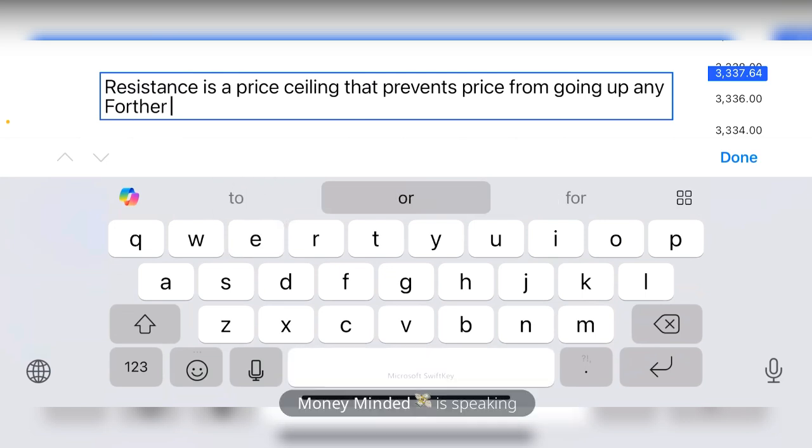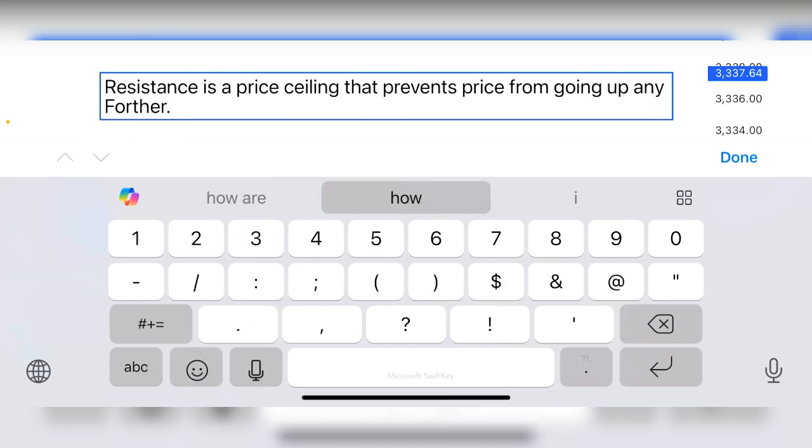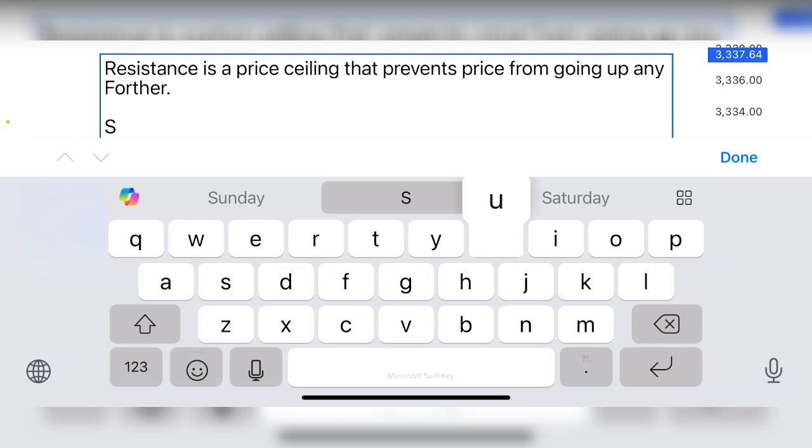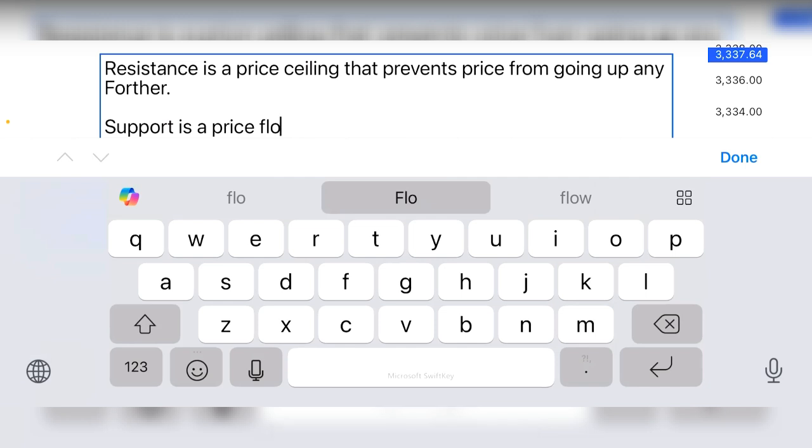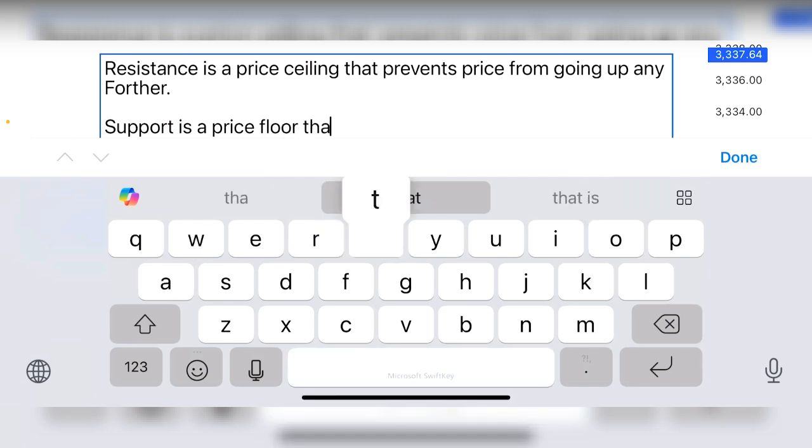Resistance prevents price from going up any further. Why support? Support is a price floor that prevents price from going down.